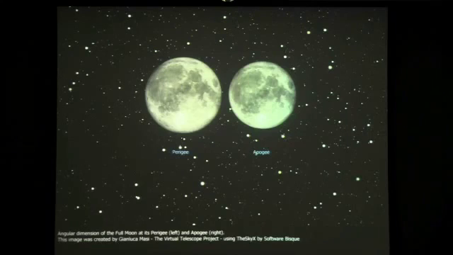When the moon is at what's called perigee, when it's closest to the Earth, it appears bigger. When it's at apogee, when it's furthest from the Earth, it appears smaller. So you can see the apparent change in angular size of the moon. The moon's not changing in physical size, it just appears bigger or smaller because it's closer or further from the Earth. So what did Bessel try to do?